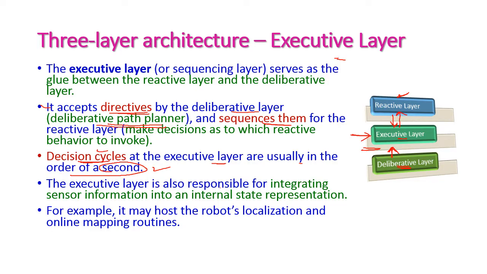Another responsibility of this executive layer is integrating sensor information into an internal state representation. This is the most important one, that is, it may host the robot's localization and online mapping routines. Accordingly the movement will take place, isn't it? So the executive layer is somewhat important here.